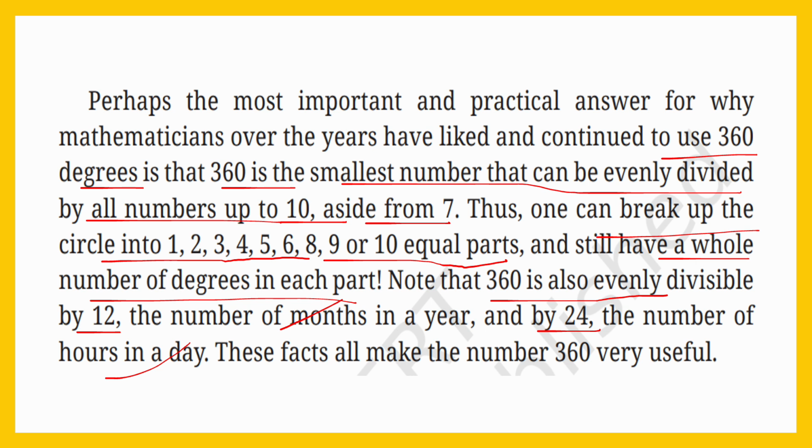So, why do we use 360 degrees? The most important and practical answer is that 360 is the smallest number that can be evenly divided by all numbers up to 10 except 7. So, we can break a circle into 1, 2, 3, 4, 5, 6, 8, 9 or 10 equal parts and still get a whole number of degrees in each part. Also, 360 is evenly divisible by 12, the number of months in a year, and 24, the number of hours in a day. So, 360 is a very useful number.